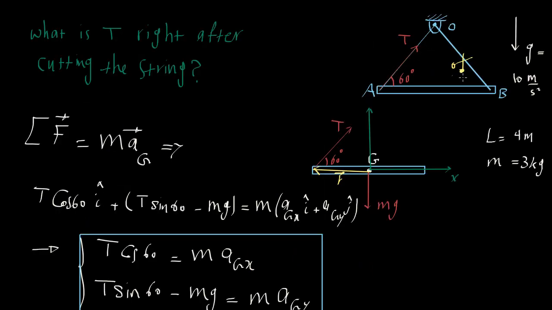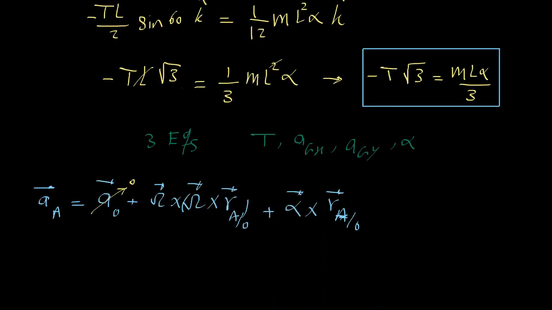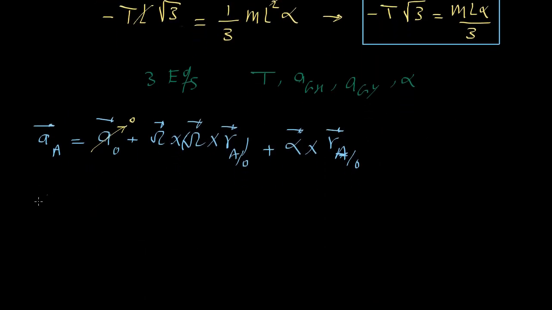So as we cut this string, this rod starts to rotate, and therefore this string is going to rotate, but at that moment its initial angular velocity is equal to 0, but angular acceleration is not equal to 0. So this term is equal to 0. So we have A of A is equal to alpha cross R A with respect to O.